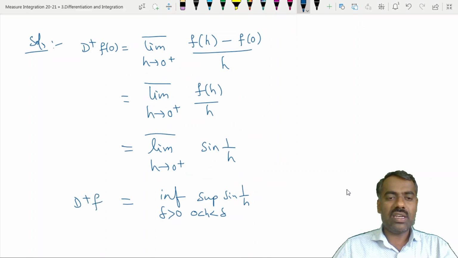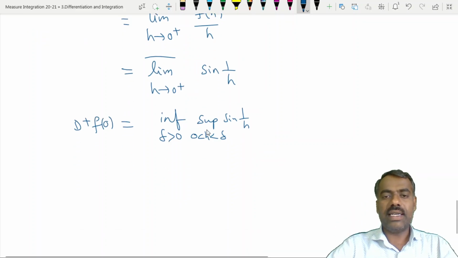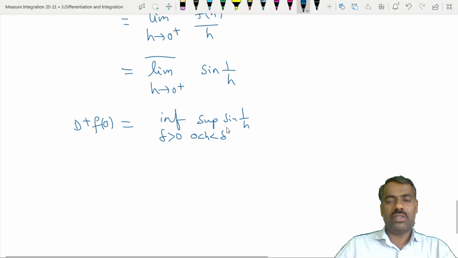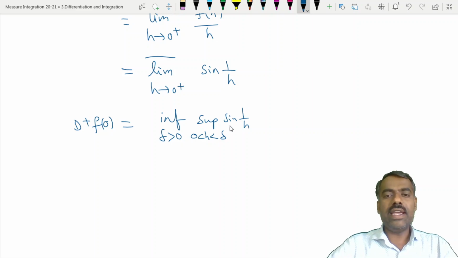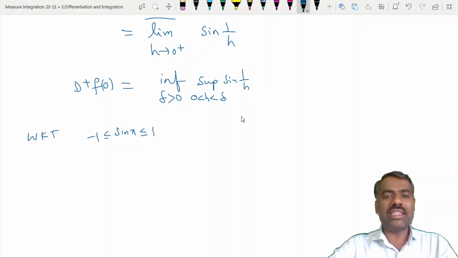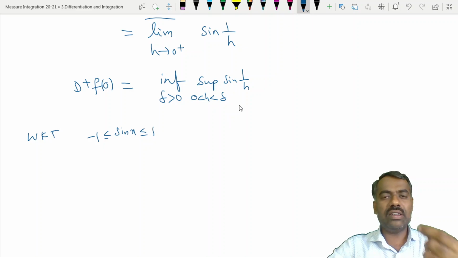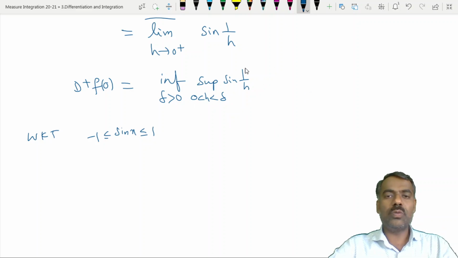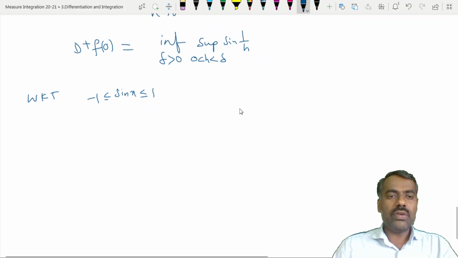We want to find some suitable h such that sine takes its maximum value. We already know that sine x is between 1 and minus 1, right? So the maximum value it takes is 1. So the question is, can we find some h such that sine of 1 by h is 1? Then this supremum value will become 1, because even at one h, if this takes value 1, then the supremum of these values is 1. Then we will find the infimum. Is this clear? So now you can check that.